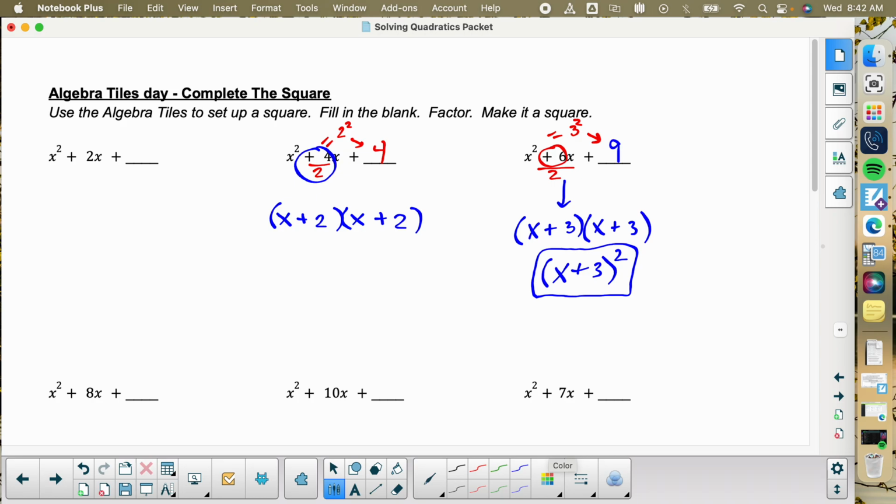This number that we cut in half is going to go 2 places. 1, we're going to use it to find the number to write in the blank spot. 2, we're going to use it to write in the parentheses.